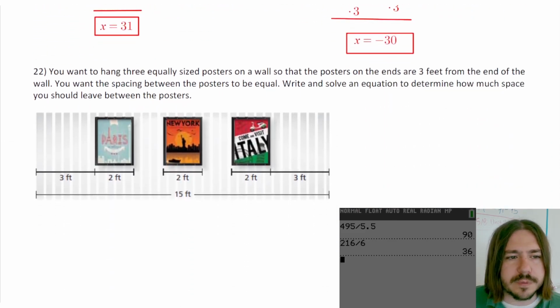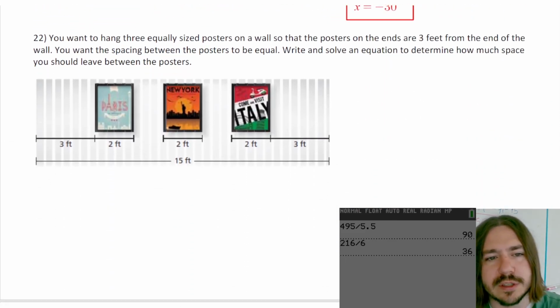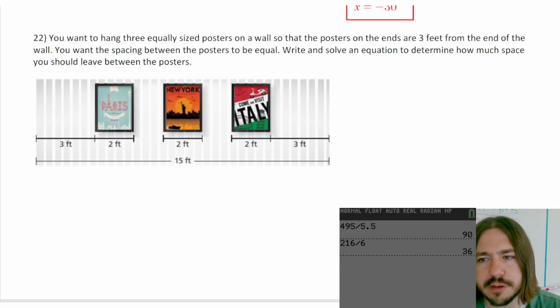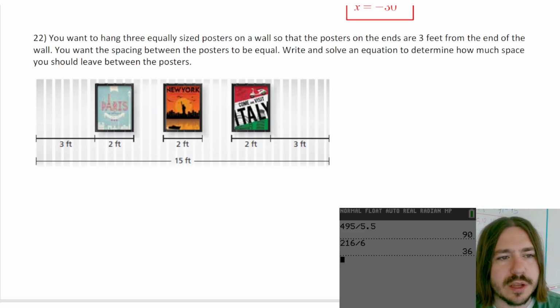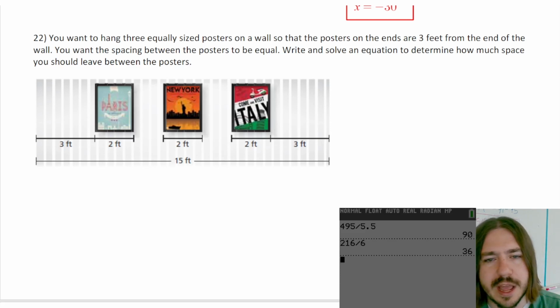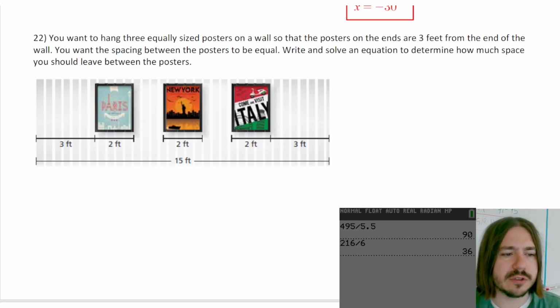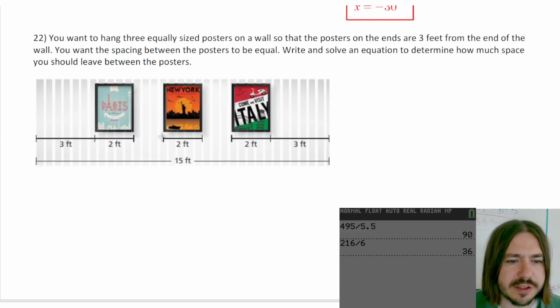Okay, number 22 says you want to hang 3 equally sized posters on a wall so that the posters on the ends are 3 feet from the end of the wall. And we can see that in the diagram. You want the spacing between the posters to be equal. Write and solve an equation to determine how much space you should leave between the posters. So what I'm going to do is call this distance between the posters x. That's what I'm trying to find here.